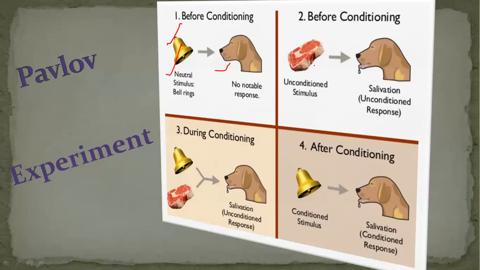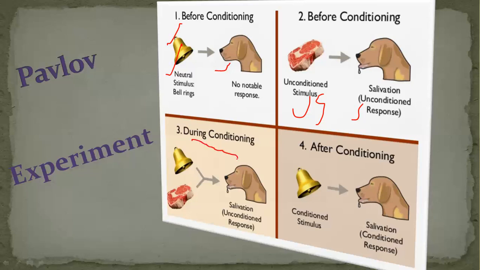Then meat is given, but the bell is not rung at that time. That is the unconditioned stimulus, called US. Here there is salivation, because it is the natural habit of a dog to salivate when it sees meat or meat powder. That is the unconditioned response, the natural response.